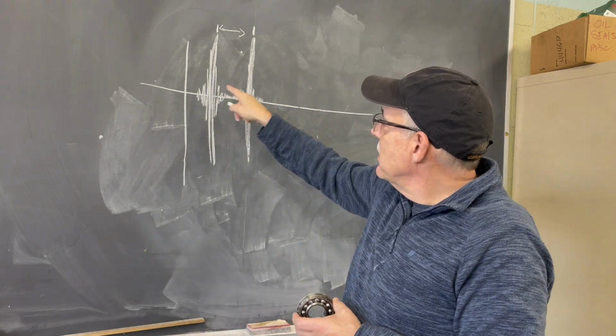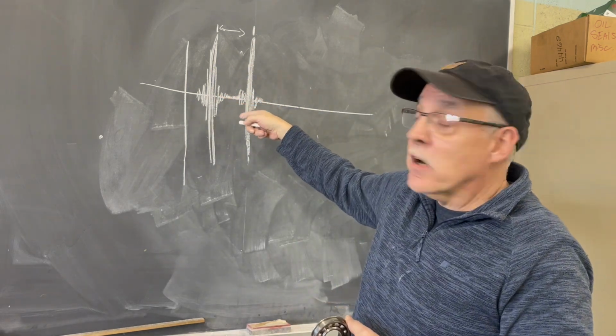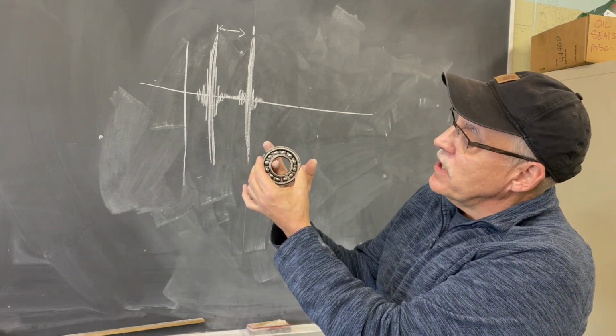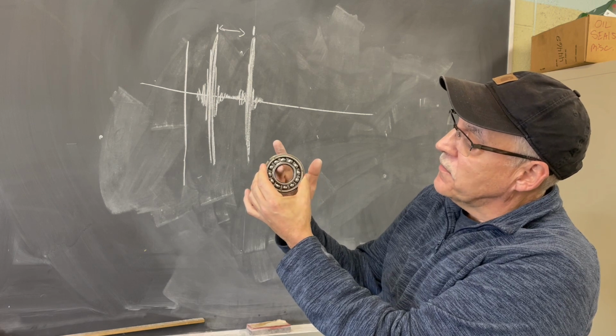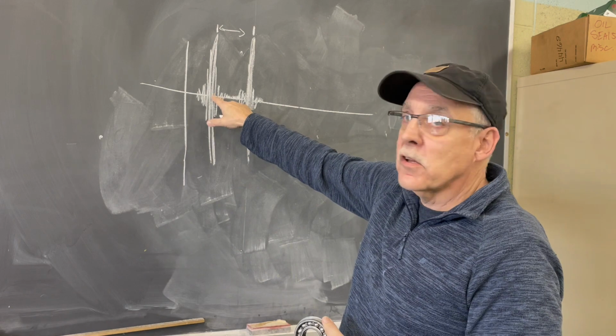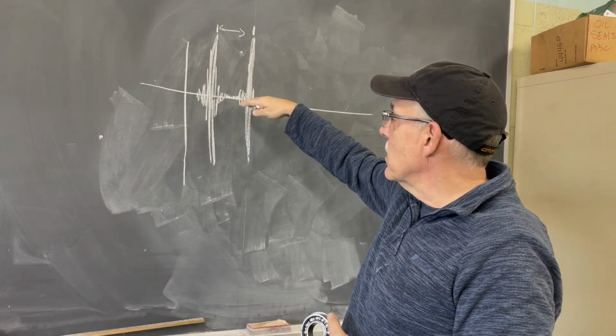So all I do is I see that modulation, I'm looking at a bearing, I know I got an inner race problem, because the fault goes through the load zone, comes out of the load zone, goes into the load zone. Every time it's in the load zone, more vibration comes out.